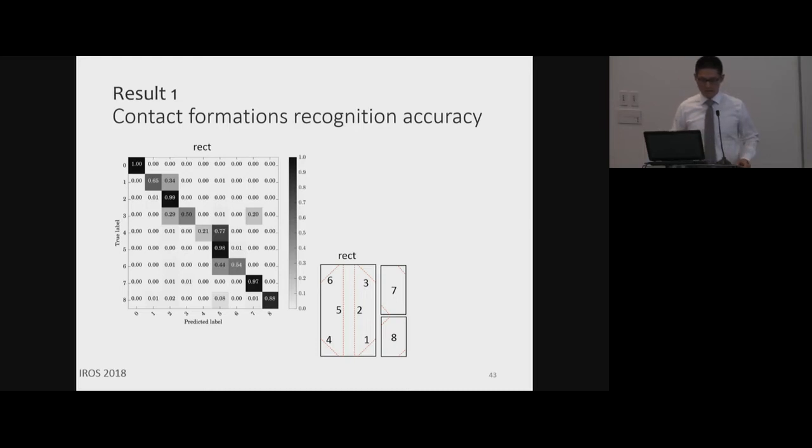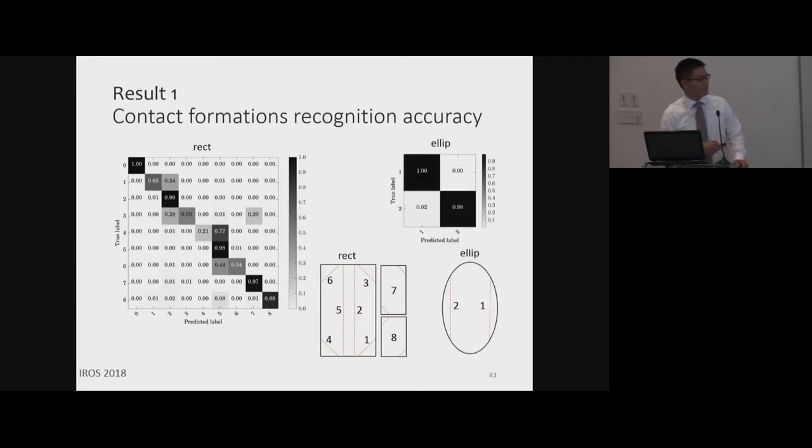First, I would like to talk about the contact formation accuracy. On the left-hand side, I use the rectangular object and plot the confusion matrix. You will see it works well most of the time, and there are some errors in close-by formations. That's usually okay because they are pretty close, and we also incorporate a history of the measurements, so those kinds of errors can be filtered out.